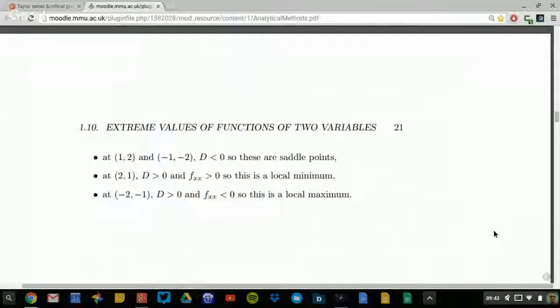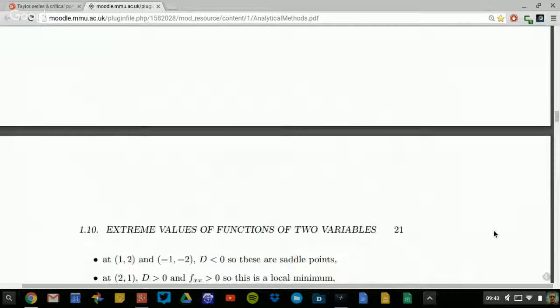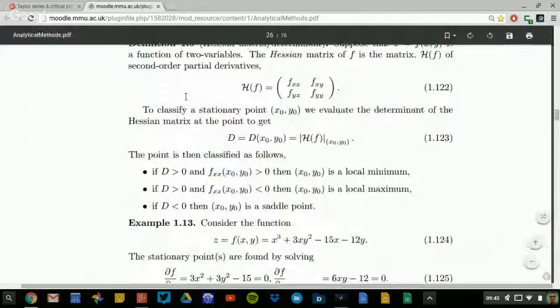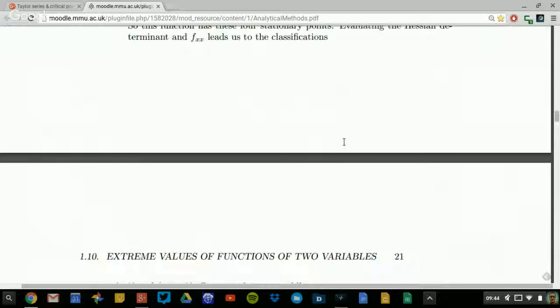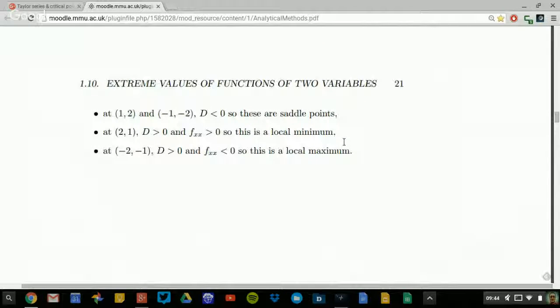Now what types are they? Well, to get the types, we pass to this expression D, the determinant of the Hessian matrix, that mixture of second-order partial derivatives. We calculate out those second-order partial derivatives, evaluate them at each of the critical points, and we find these conclusions.